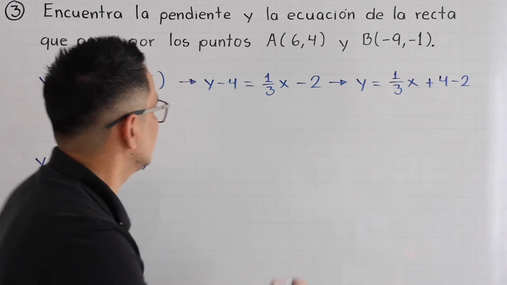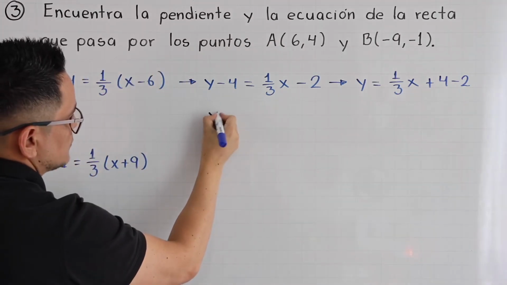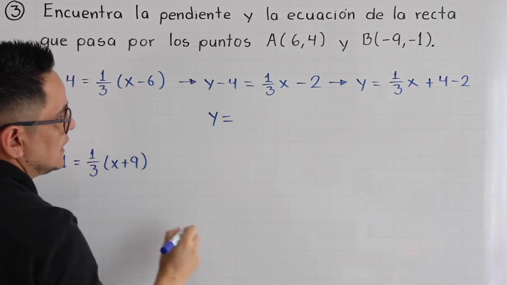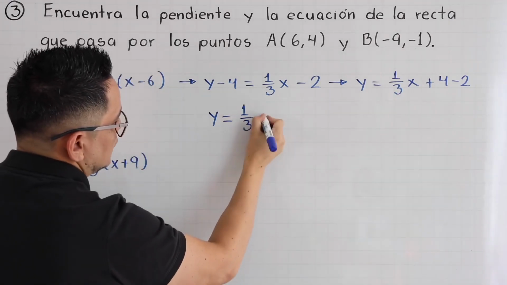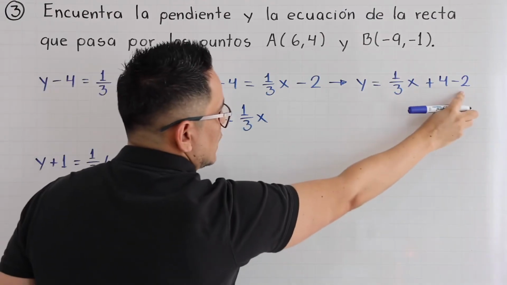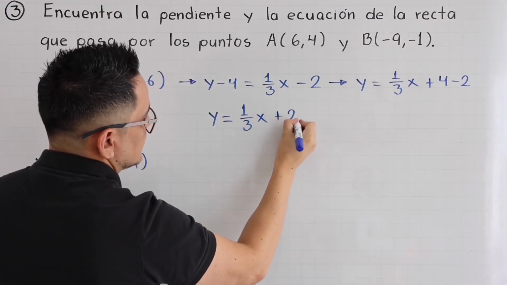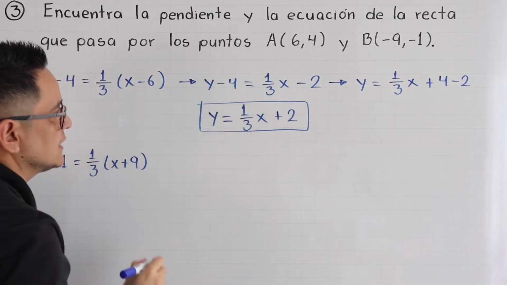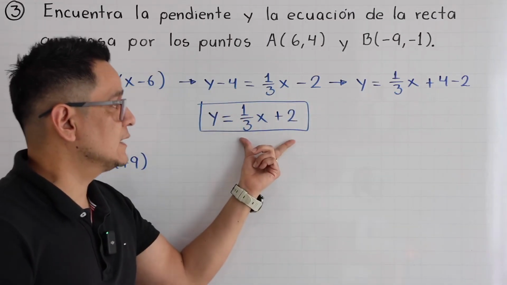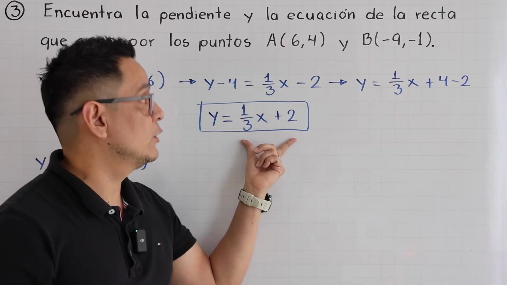And this minus 2, I just left it there. All right, let's continue here. So I end up with y equals 1/3 of x. We write that. And then over here we have plus 4 minus 2, which is equal to plus 2. All right, this right here is good. This right here is already the equation of the line in its slope-intercept form.